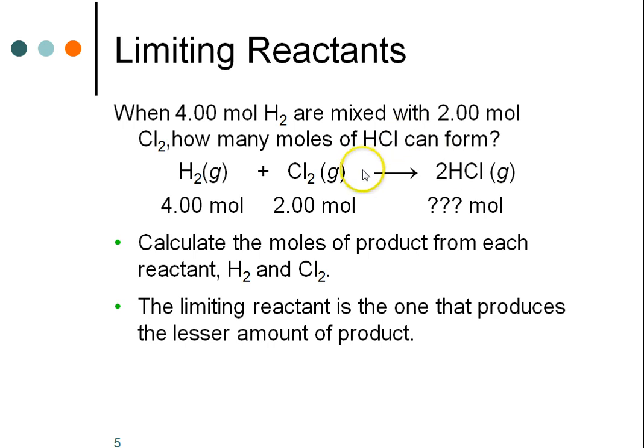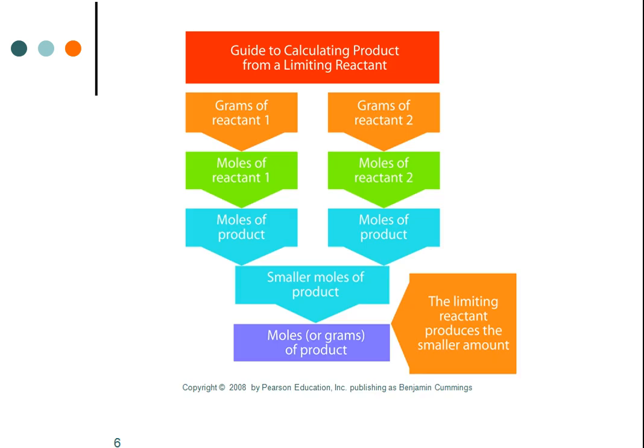And then you do the same thing again with the chlorine there. Imagine that you only have the 2 moles of chlorine, and all the hydrogen in the world. Hypothetically, how many moles of product can you make from the 2 moles of chlorine? And the limiting reactant is the one that produces the lesser amount of product. Whichever one gives you the smaller amount of product is going to be the limiting reactant, and the amount of product that you can make from that will be the actual amount of product that's formed.